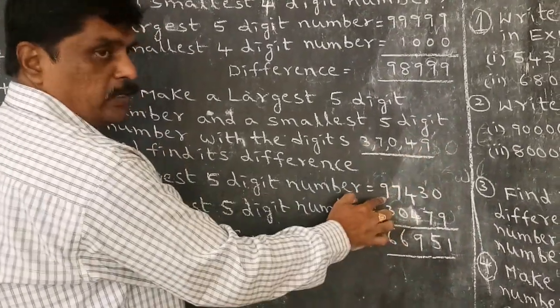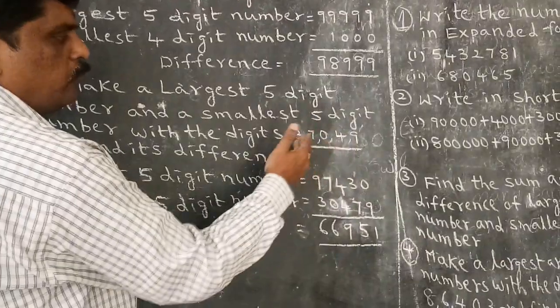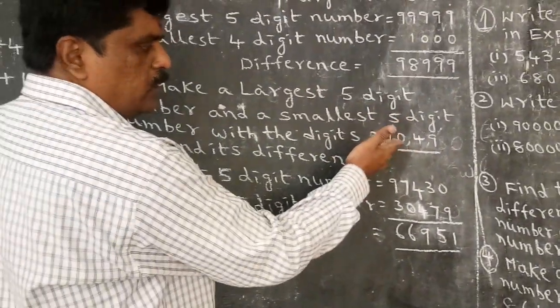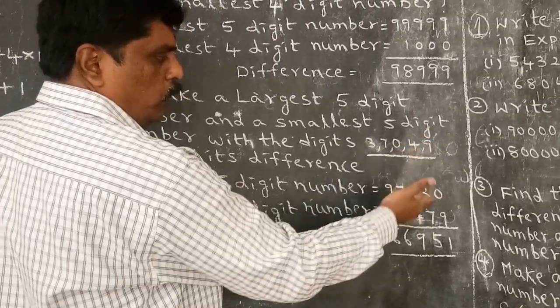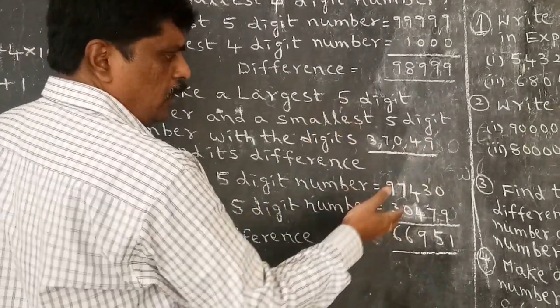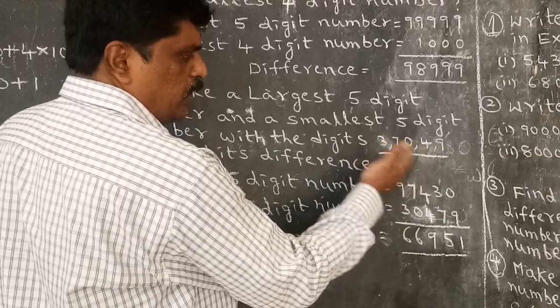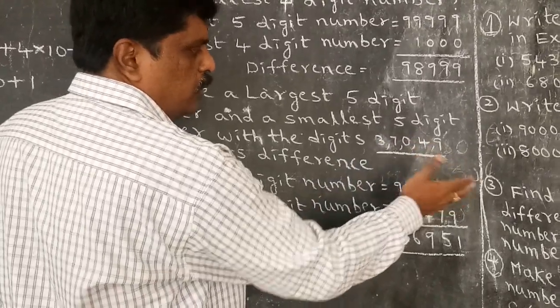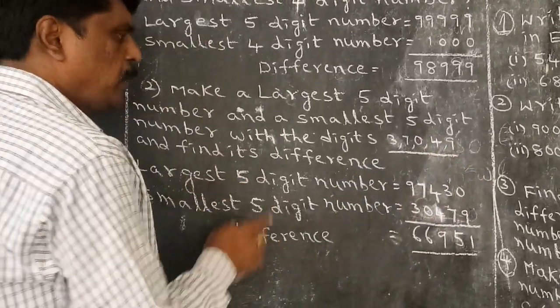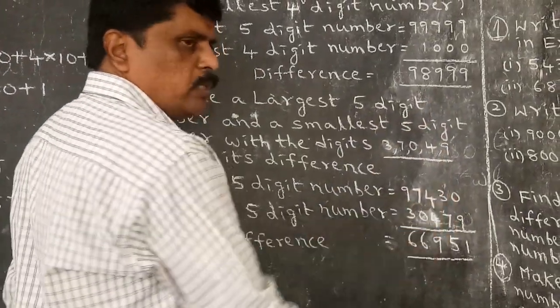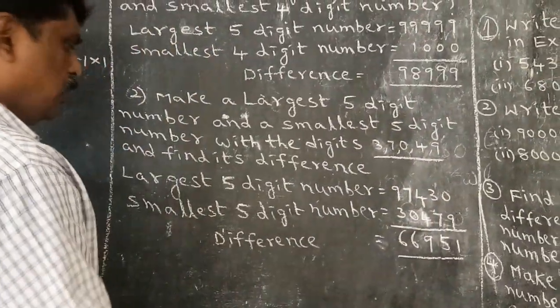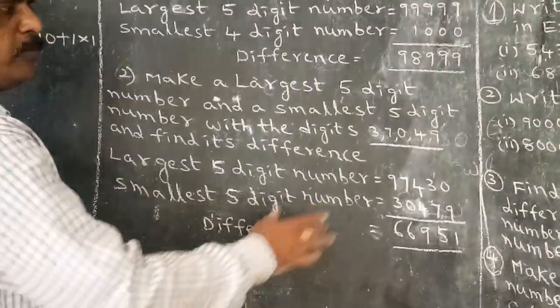So I have to write 9 first. And after that, what is the second largest digit? 7. And what is the third largest digit? 4. And after the 4, the next largest is 3. And the last digit is 0. So the largest 5-digit number with these digits is 97,430.